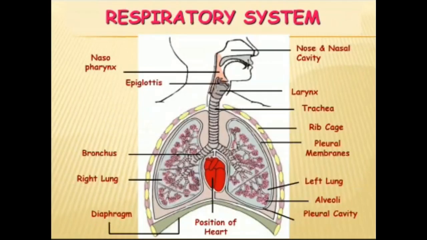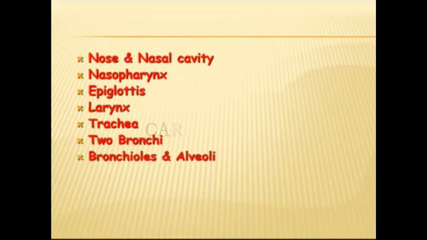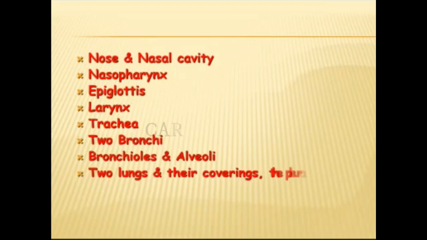See friends, in the respiratory system there are many respiratory organs and when they are together they perform a specific function. You can see in this picture you will get all the respiratory organs. So friends, here we see the different organs which are nose and nasal cavity, nasopharynx, epiglottis, larynx, trachea, two bronchi, bronchioles and alveoli, two lungs and their covering.